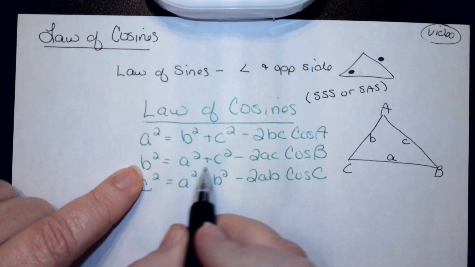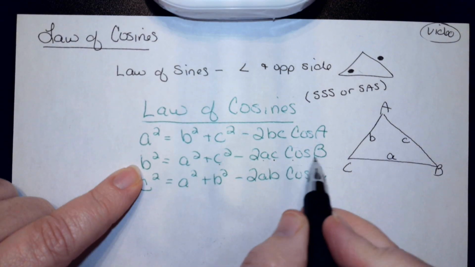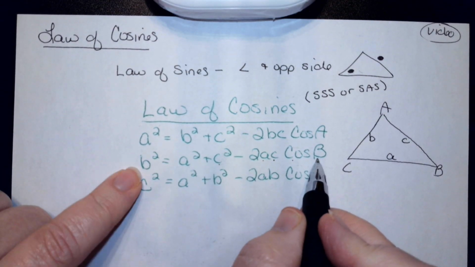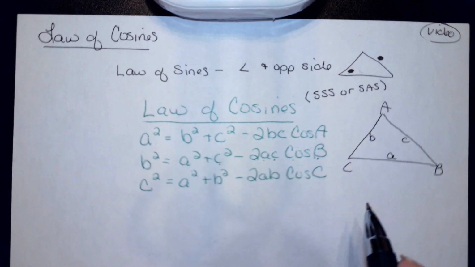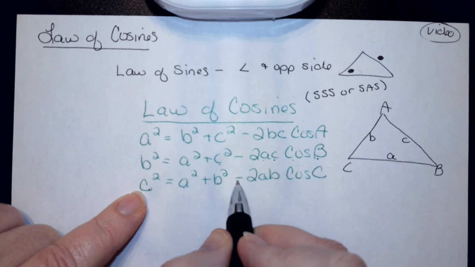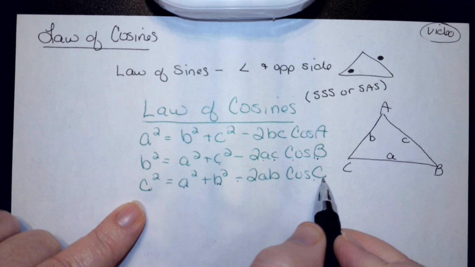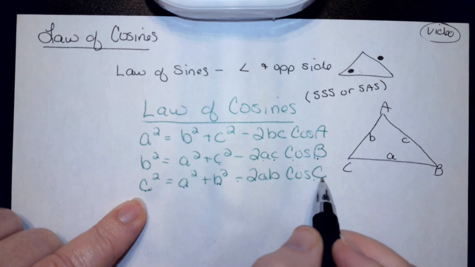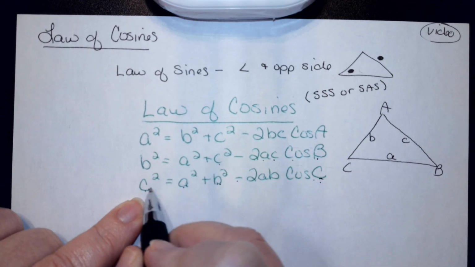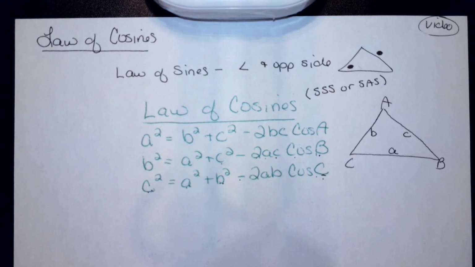Over here, we've got ac, minus 2 times that ac times the cosine of B, the side that we're trying to work with. Then c squared: here we've got a and b, minus 2ab times the cosine of the angle opposite the side we're trying to work with. So it's just really a pattern.